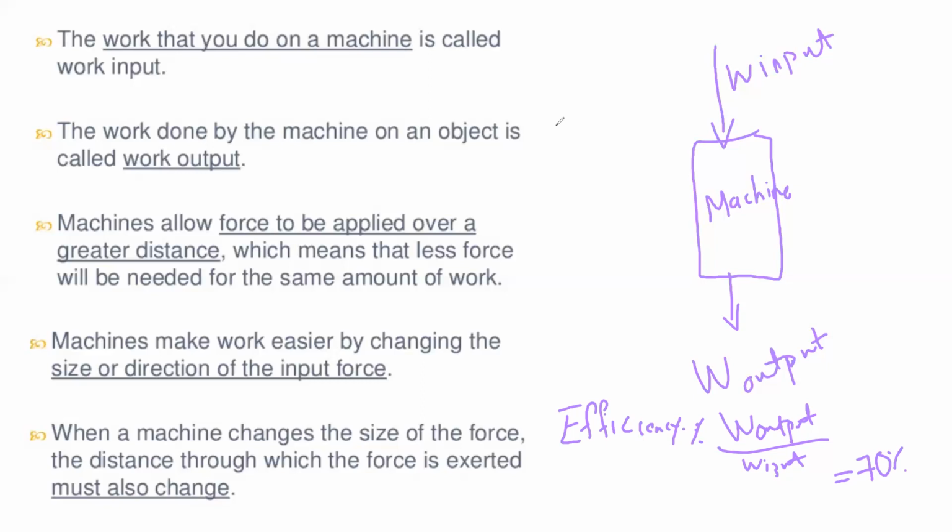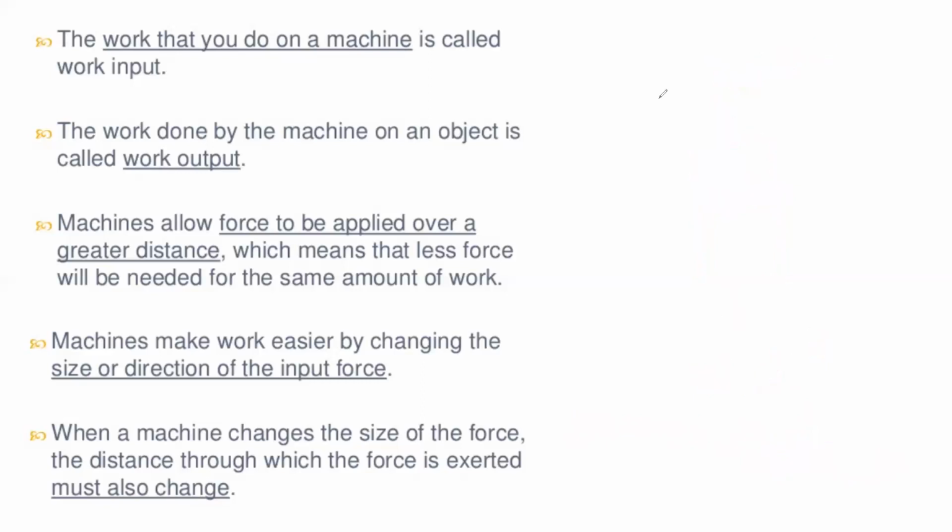The machines allow force to be applied over a greater distance. I told you the machines make the work easier. What makes the work easier? It makes the amount of work less than when I do it by my hand. So the machine allows force to be applied over a greater distance. The work is force times distance.